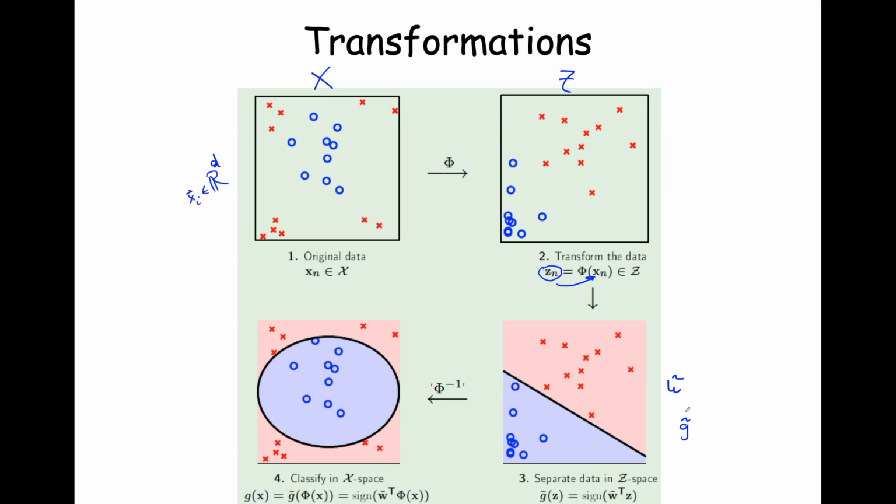And G tilde is just W transpose Z, where each Z is one of those points in feature space. And so we use W tilde, and the points corresponding to the X points are the Z points. And so our final best hypothesis, G tilde, evaluated on a new input in feature space, is just sign of W tilde transpose Z.